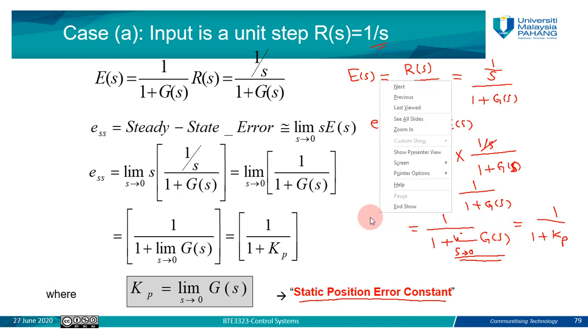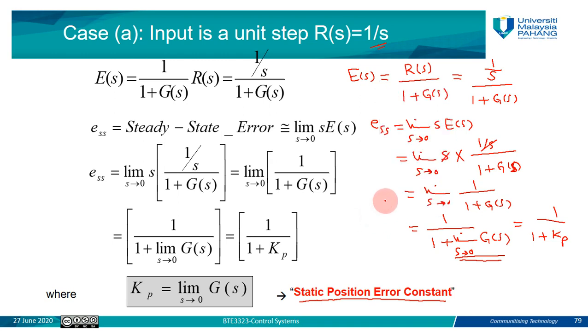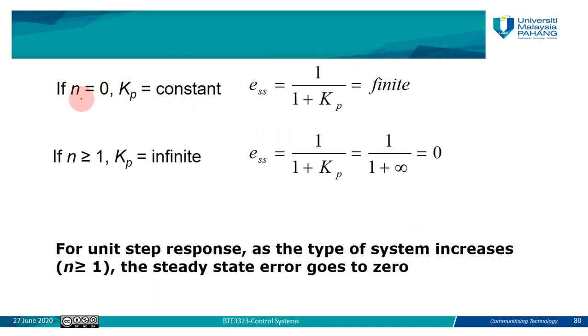So you can see here, if the system is type 0, that means it does not have any s alone in the denominator. You have s plus 1, s plus 3, s plus 5, and so on, but there is no s alone. That means when you find the limit as s goes to 0, there is no s here, so we will have some value. For example, s plus 1 will be 0 plus 1, so it will be 1. s plus 3 will be 0 plus 3, so it will be 3. So it will give you a finite number.